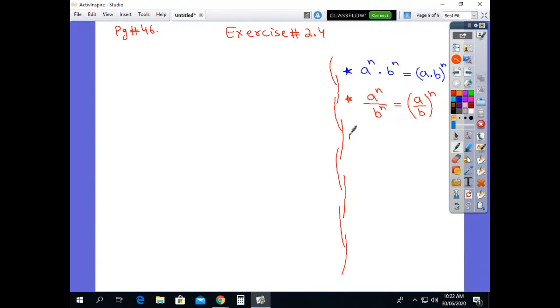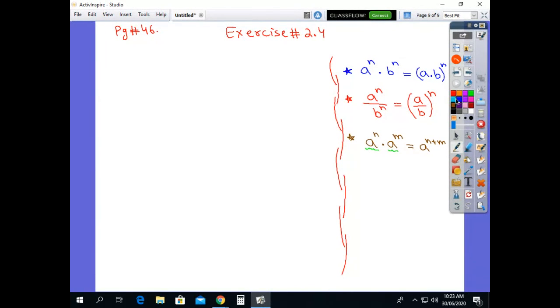Similarly, if we have a raised to power n and the other number a raised to power m, here we see that the bases are the same. Bases a and a are the same. That's why we can add the powers with each other. We write the base one time and add the powers: n is added to m.